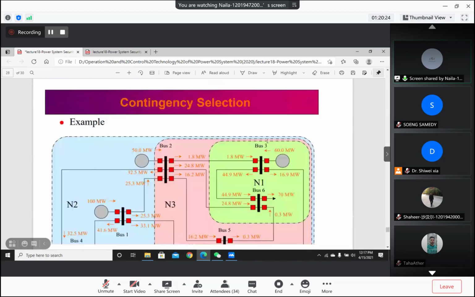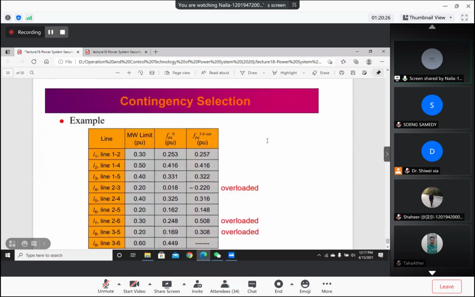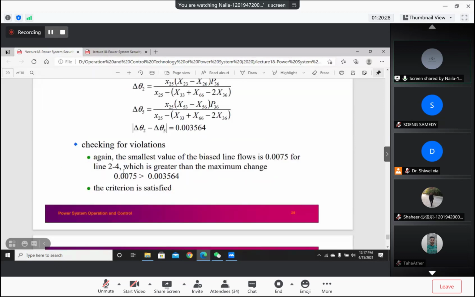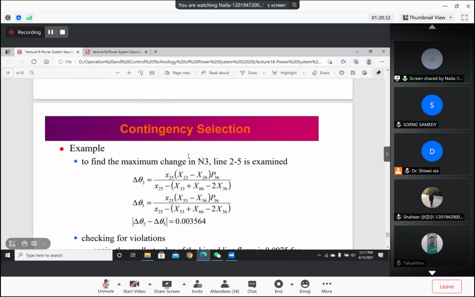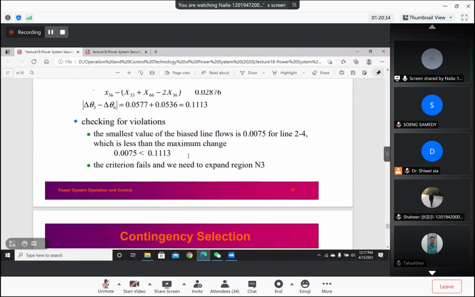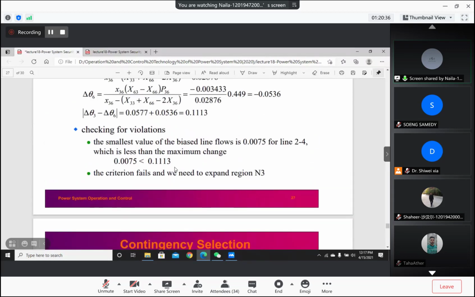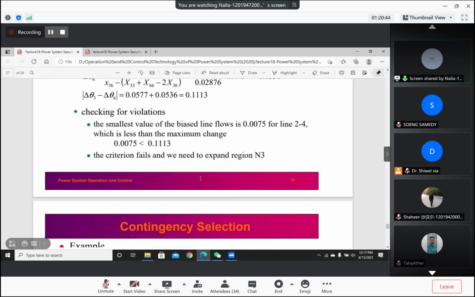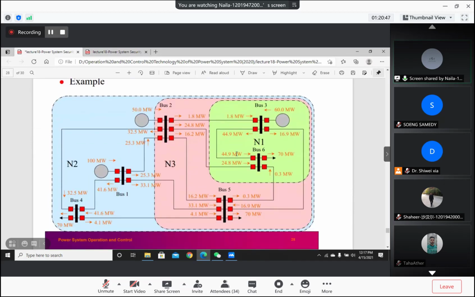Now we'll compare it. Here we can say this value is less than this maximum phase change. So here we can say our criteria is failed, and we need to expand region N3. Here you can see we have expanded the region N3, and it covers bus 2 and bus 5.